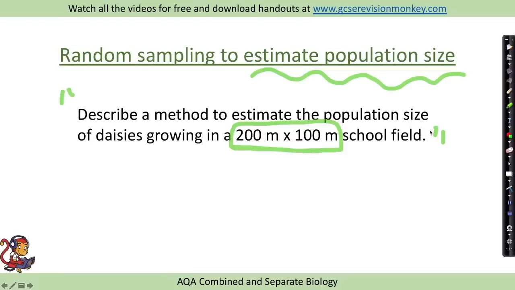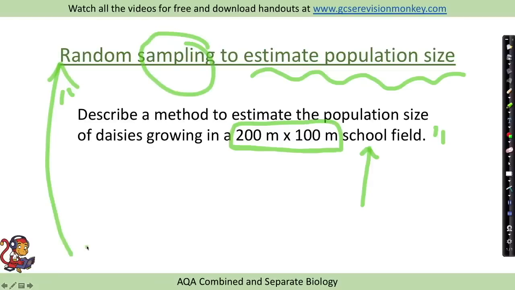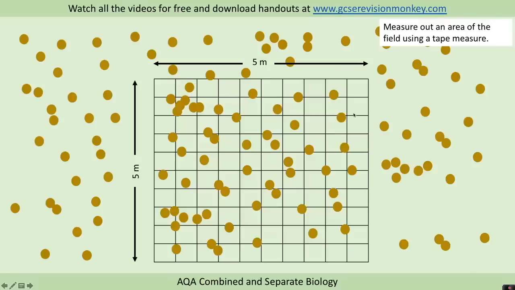So we can't count every single daisy growing in the school field. It would just take too long. So we need to have a method of sampling that is completely random, and if they talk about why in the exam, it is to avoid bias. So as we said, we can't count the number of daisies in the whole 200 metre by 100 metre field, so instead we measure out an area of the field using a tape measure.